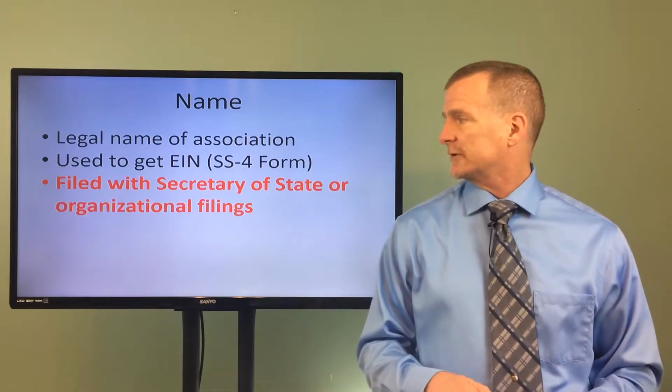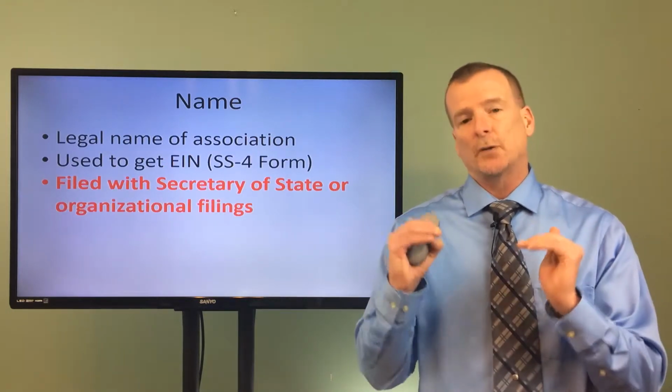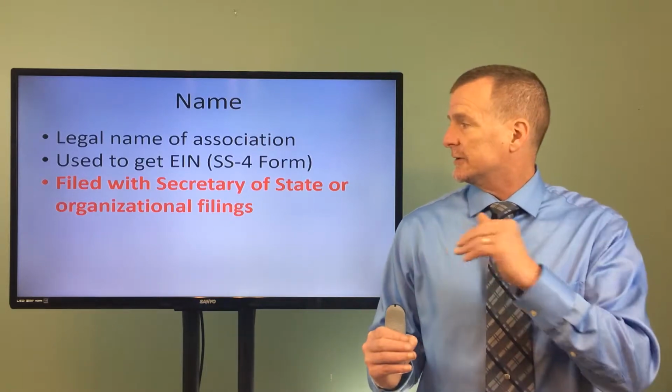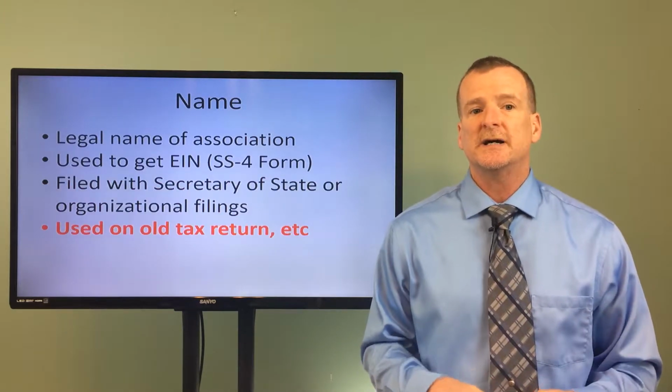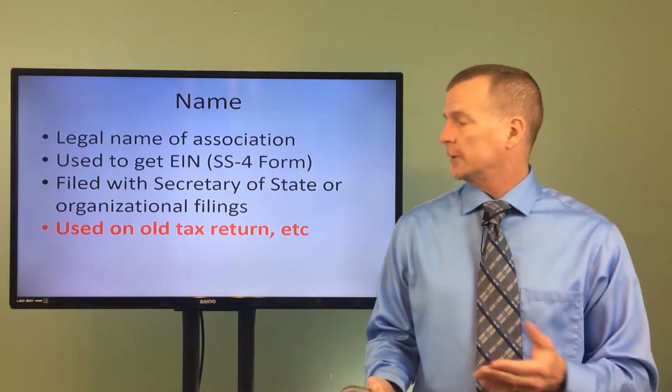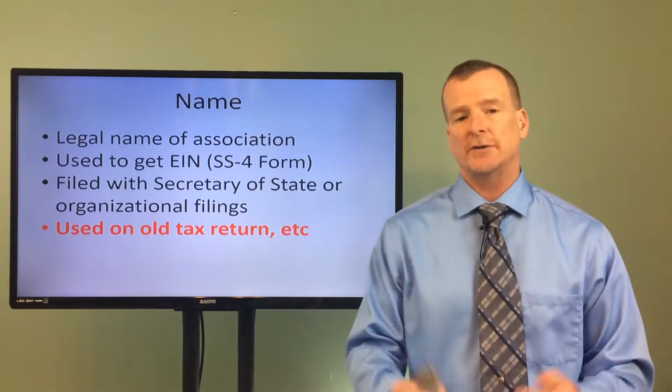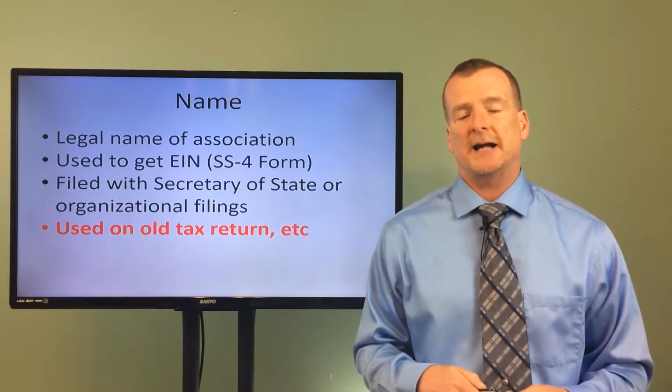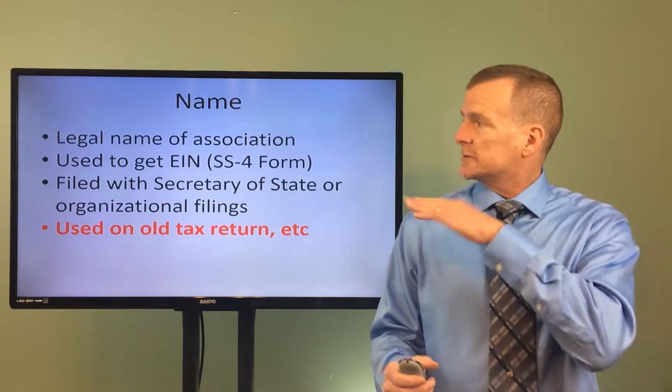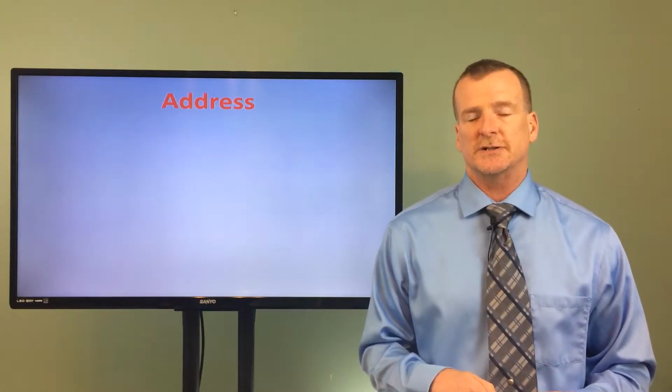Now, this is what you file with the Secretary of State. Another way to get your legal name is what you file with the Secretary of State in your organizational filings. Or if you don't have that, you may just want to use an old tax return if you have it, or even your bank account records, which should very closely resemble the legal name of the association.